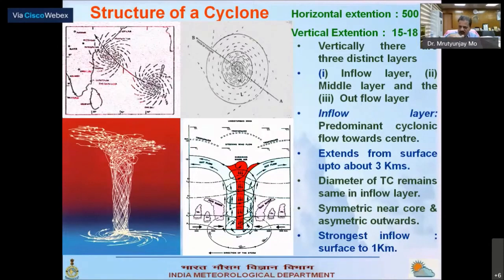But if you go to a height of about 1 kilometer, wind gradually increases and becomes maximum. So maximum wind occurs at a height of 1 kilometer. Therefore, if one person is staying on the ground floor and another person is staying on the 10th floor of a multi-storied building, the person staying on the 10th floor will experience more wind than the ground floor person.